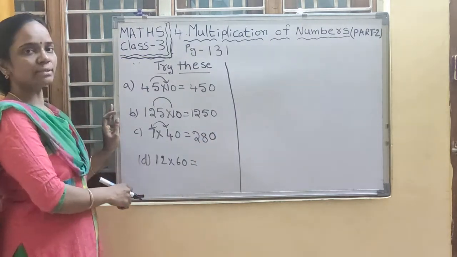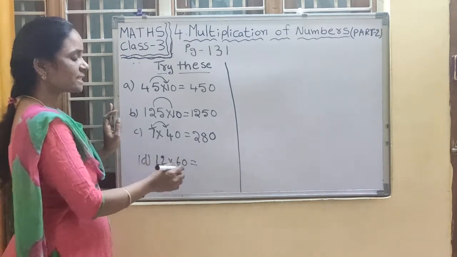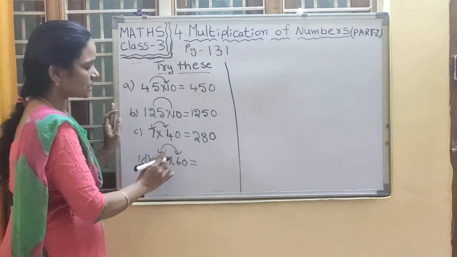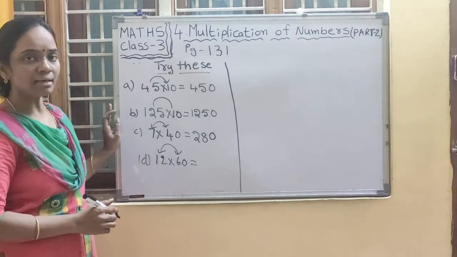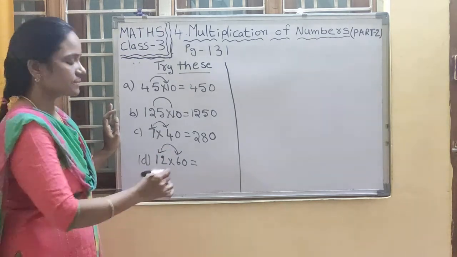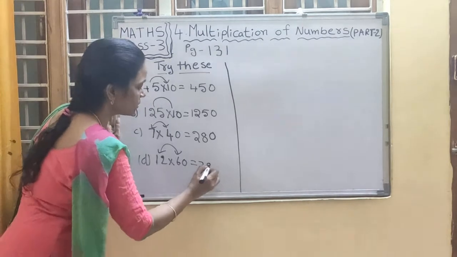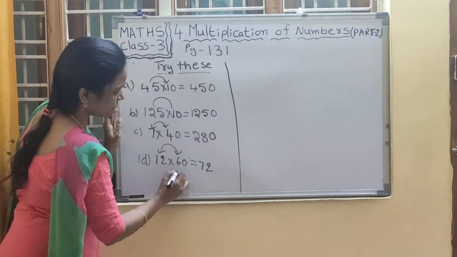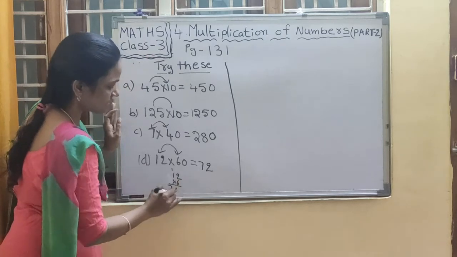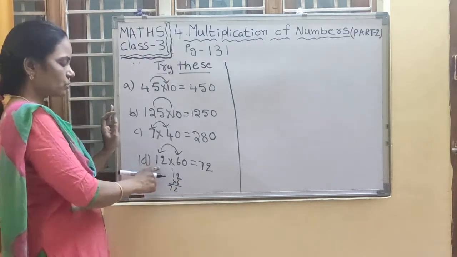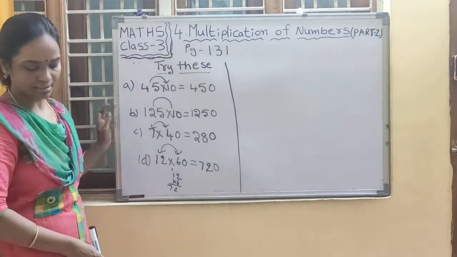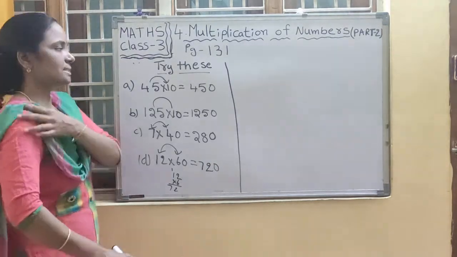Next, coming to the D bit. 12 into 60. What do I have to do first? Yes. 12 into 6. 12 6s are how much? Very good. 72. If you don't know, check here. 12 into 6. 6 2s are 12. 6 1s are 6. Plus 1, 7. 72. And put 1 zero. 720 is the answer. Got it, children? Yes. Next.